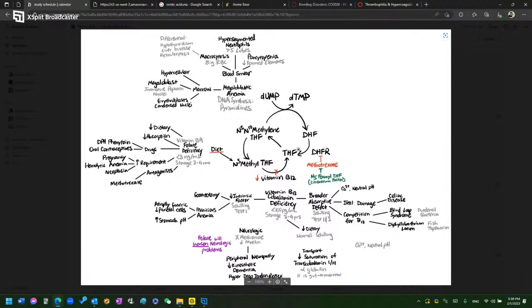And this whole process, this whole loop is able to go around and around, right? Only if you're able to generate more of this N5-N10 methylene THF, right? And you need to get it past these sort of waste forms, THF and DHF. And in order to do that and power this cycle, you need vitamin B.